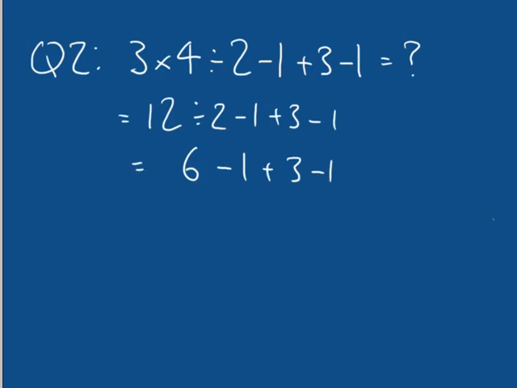Next, we need to take care of our additions and subtractions. Again, there's no parentheses telling us otherwise, so we're going to work from left to right. So the first one we encounter is our 6 minus 1. That gives us 5 plus 3 minus 1. Then we hit the plus 3, so 5 plus 3 is 8 minus 1, and that shows us that the answer is 7. So 3 times 4 divided by 2 minus 1 plus 3 minus 1 evaluates to 7.